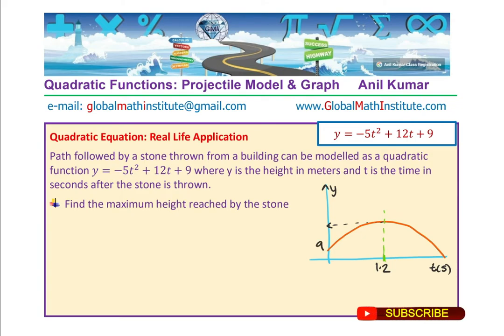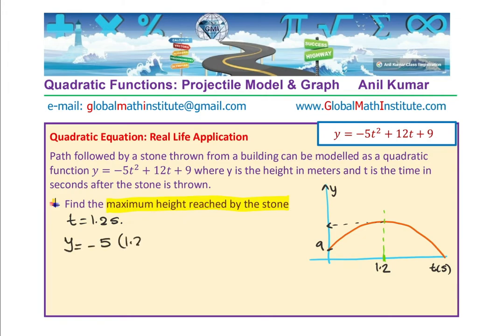The initial value was 9. So the maximum height reached by the stone will be at t equals to 1.2 seconds. So let us substitute and find the value. So we get y equals to minus 5, substituting t as 1.2 whole square plus 12 times 1.2 plus 9. We can use the calculator and calculate this answer.